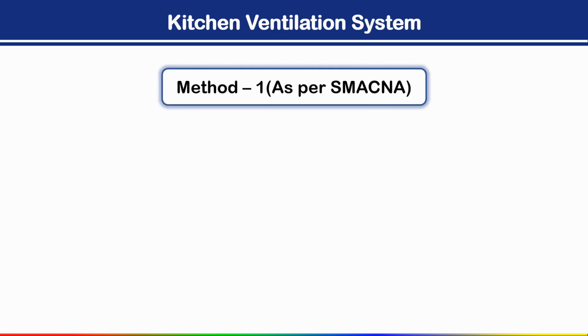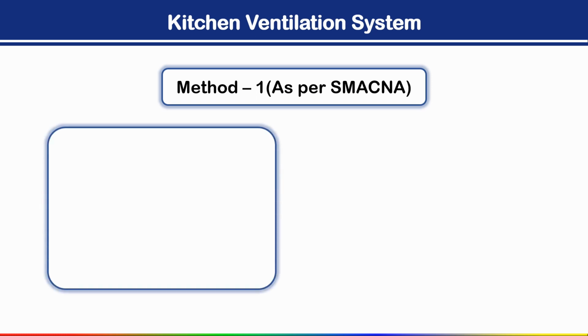Now see the kitchen ventilation system design: how we can design the kitchen ventilation system. I have already discussed that we have two methods. First of all, we see how to design the kitchen ventilation system using the first method. Suppose you know the dimensions and size of your stove: stove length is small l, stove width is small w, and stove height is small h. How can you find out the hood size?